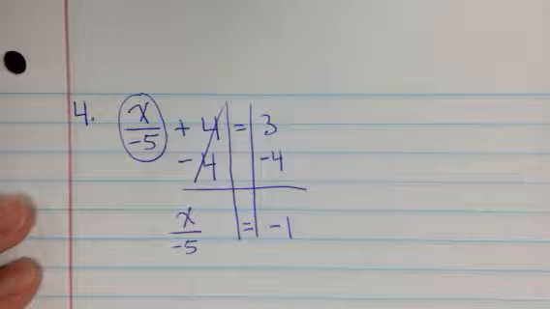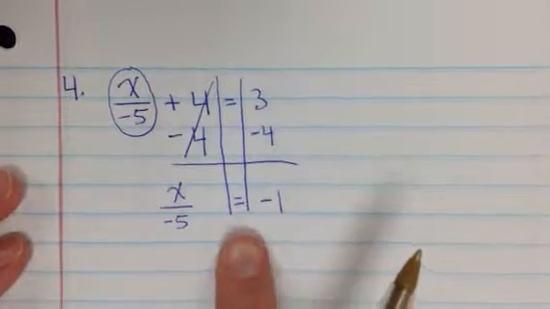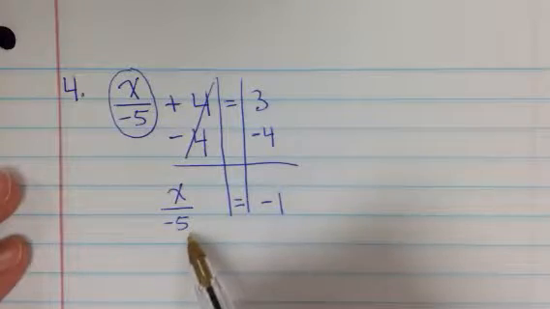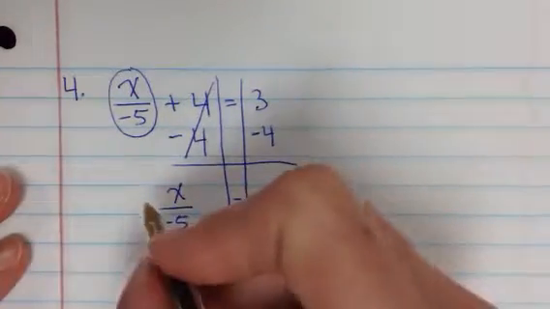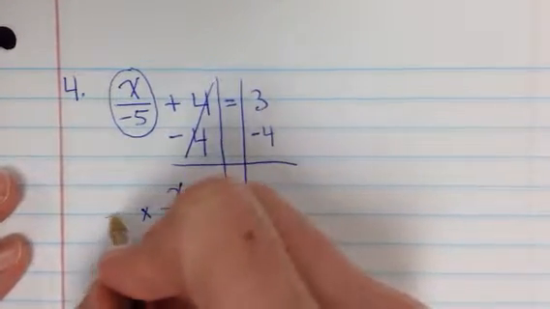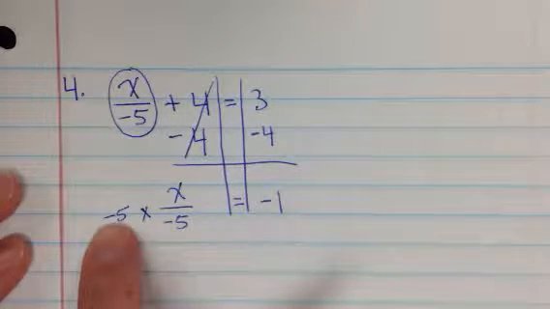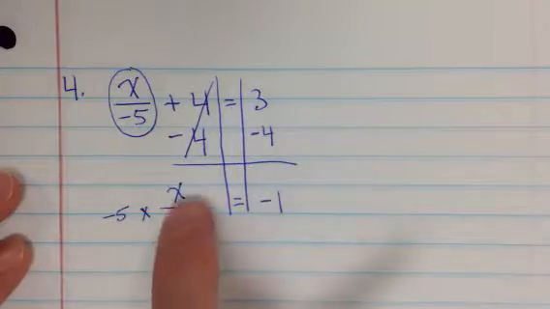From there we are going to isolate the variable still. So the opposite of dividing by a -5 would be to multiply by a -5. So I'm going to multiply by a -5. Notice I am taking the negative with me. You don't drop the negative sign. You're just going to do the opposite of division.